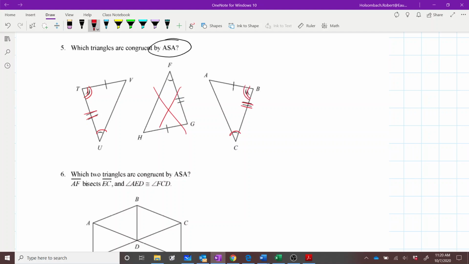Alright, so which triangles are congruent by angle, side, angle? Triangle UTV is congruent to triangle CBA.